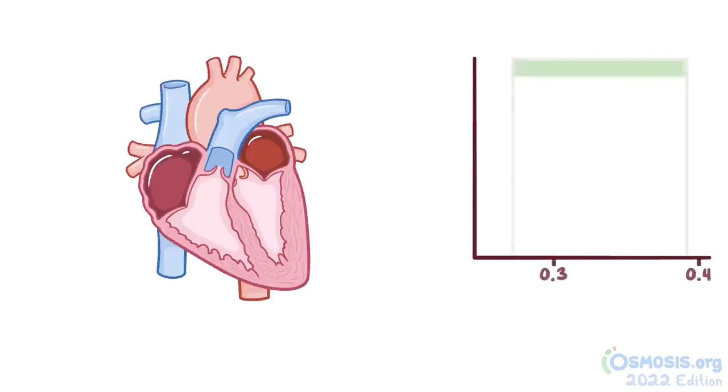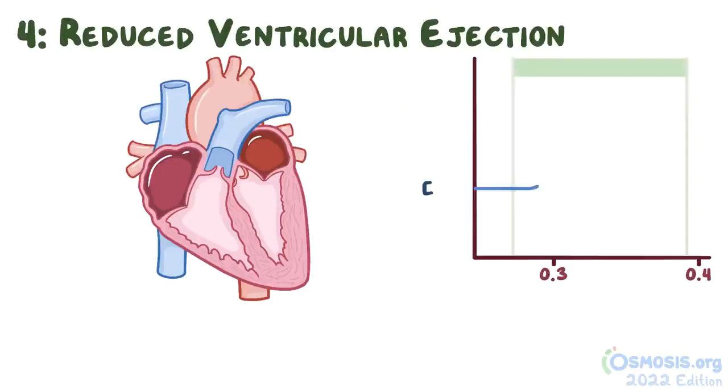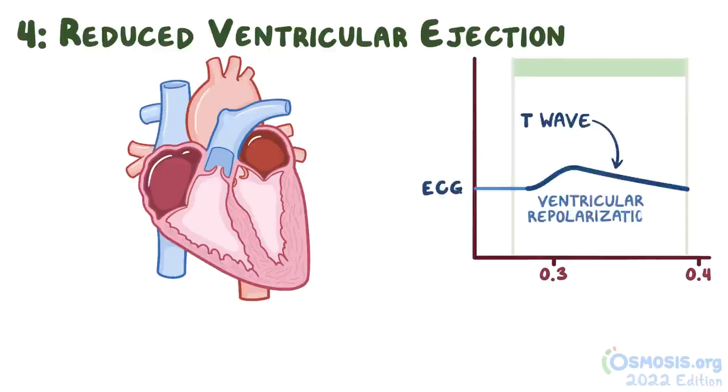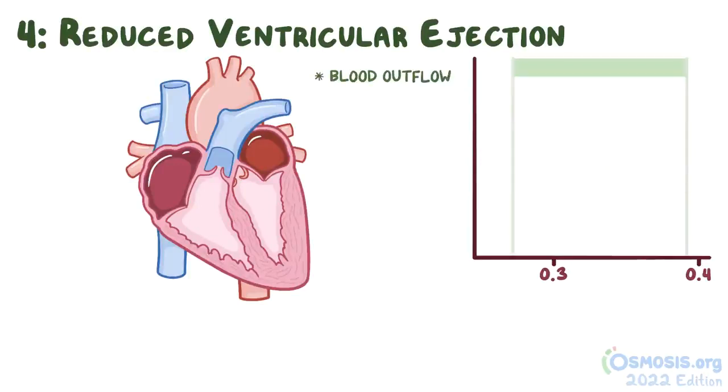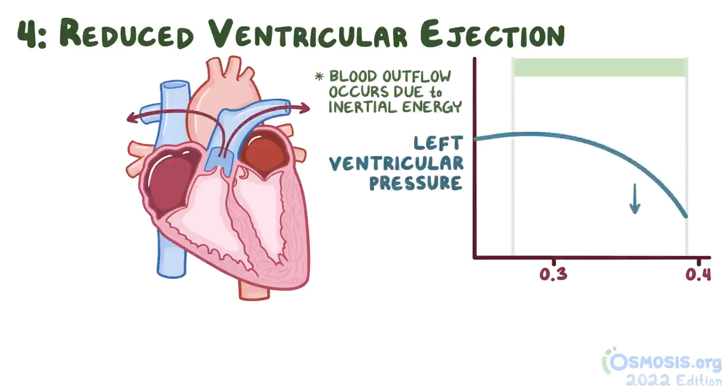Moving on to the fourth phase of the cardiac cycle, reduced ventricular ejection. On the ECG, this phase is marked by the beginning of the T wave, which stands for ventricular repolarization. During this phase, the blood outflow isn't caused by ventricular contraction. Instead, it occurs due to inertial energy of the blood. Therefore, on the graph, you can see that ventricular pressure starts to decrease.